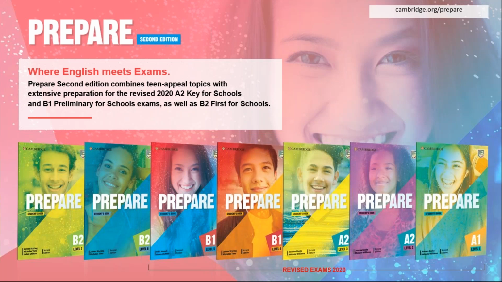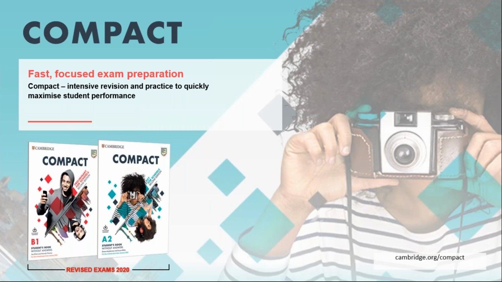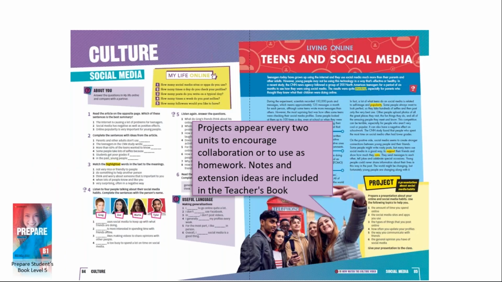It's a 7-level course which combines exam preparation with teen appeal topics and general English. There are 2 books per exam level. Levels 2 to 3 prepare for A2 Key for Schools, 4 to 5 prepare for B1 Preliminary for Schools, and levels 6 and 7 prepare students for B2 First for Schools. And there is a comprehensive exam journey throughout. In addition, Prepare includes culture sections every 2 units, and these encourage collaboration in class, or they can be used as homework. There are notes and extension ideas in the teacher's book.